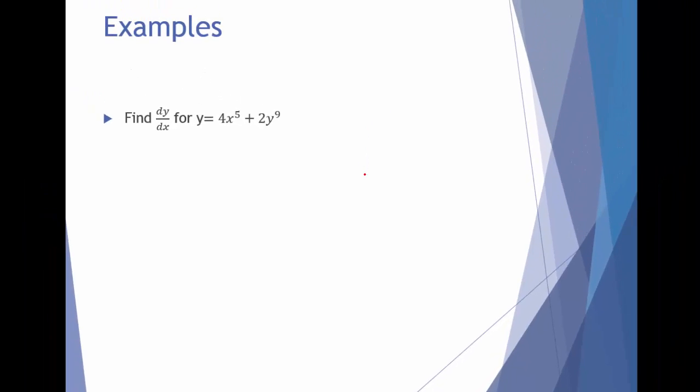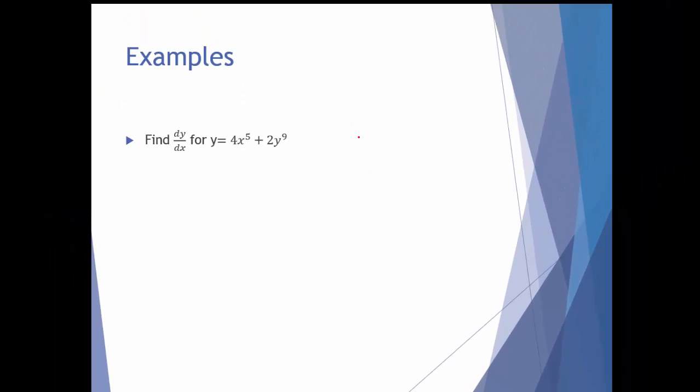Let's take a look at some examples. Let's find dy/dx for y equals 4x to the 5th plus 2y to the 9th. Even though we have a y isolated on the left side, this is not solved for y because of the fact that you still have a y to the 9th on the right side. So we're going to take the derivative of both sides of the equation. The derivative of y with respect to x is dy/dx. The derivative of 4x to the 5th with respect to x is 20x to the 4th.